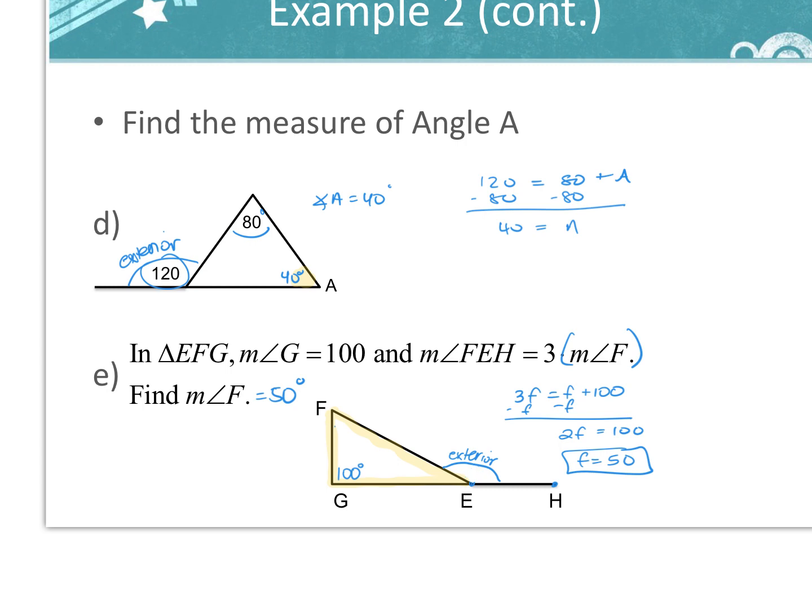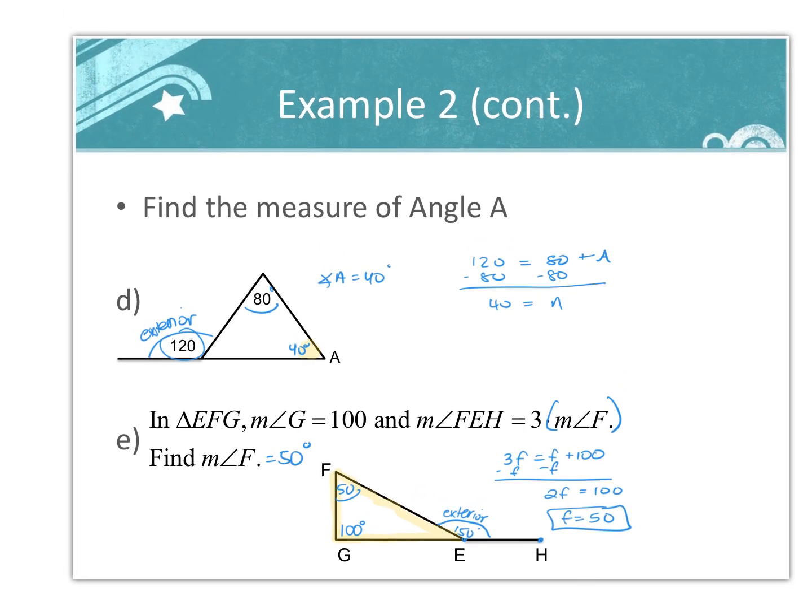So if this is 50 degrees, then angle F plus angle G is 150. And that's what the exterior angle should equal. And notice 3 times 50 is 150. And so it works. So again, just make sure that you set it up correctly, that you're identifying the correct angles, and just remember your theorems. And this is going to be pretty easy.